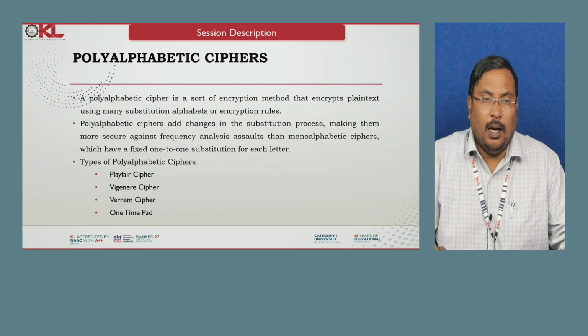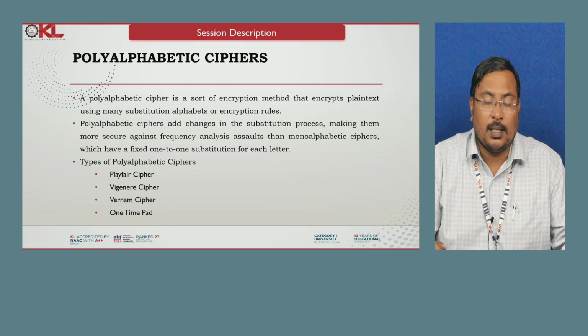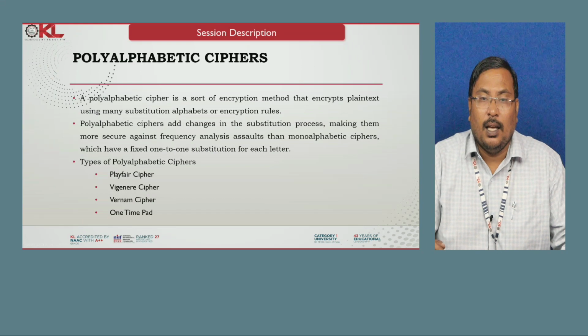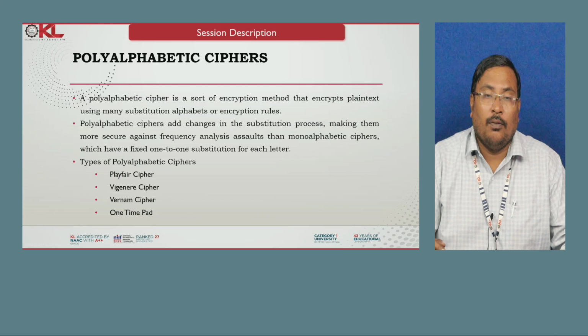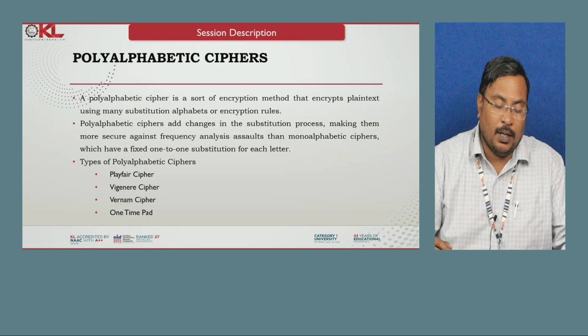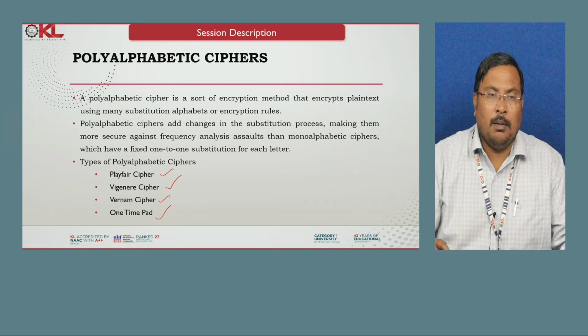So, polyalphabetic ciphers. A polyalphabetic cipher is a sort of encryption method that encrypts plain text by using many substitution alphabets or many encryption rules. Polyalphabetic ciphers add changes in the substitution process, making them more secure against frequency analysis, unlike monoalphabetic ciphers, which have a fixed one-to-one substitution for each letter. We have Playfair, Vigenere, Vernam, and one-time pad.